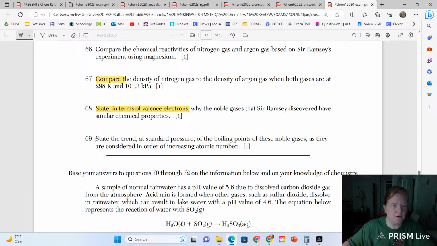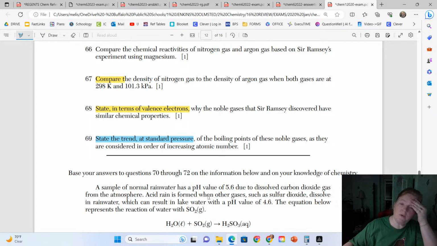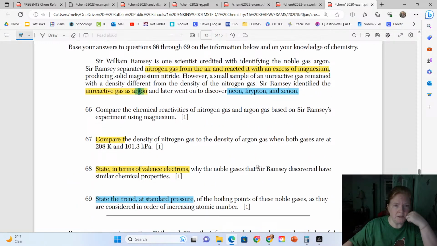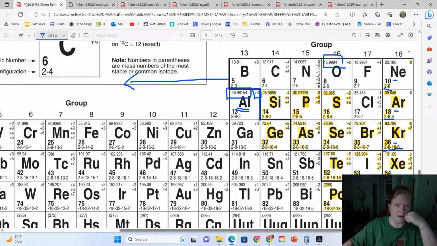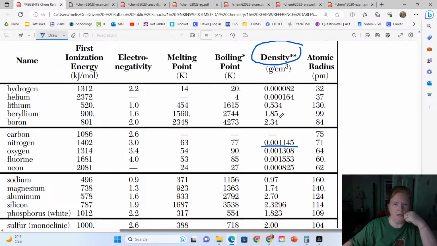And then for number 69, state the trend at standard pressure of the boiling points of these noble gases as they are considered in order of increasing atomic number. If you're like, how the heck am I supposed to remember the boiling points? You literally don't have to, right? So what were the noble gases again? Argon, neon, krypton, xenon. So go back to the reference table and look here, boiling point.